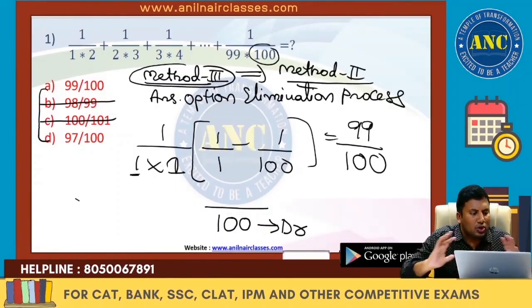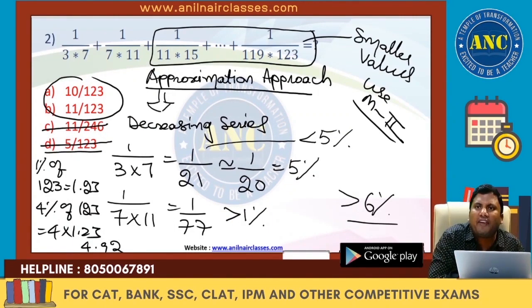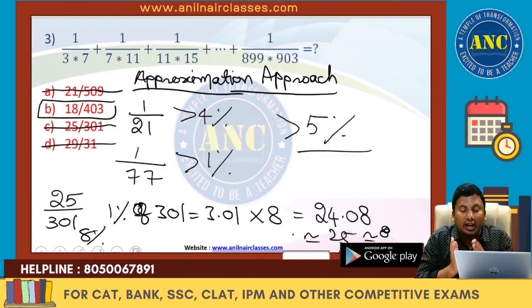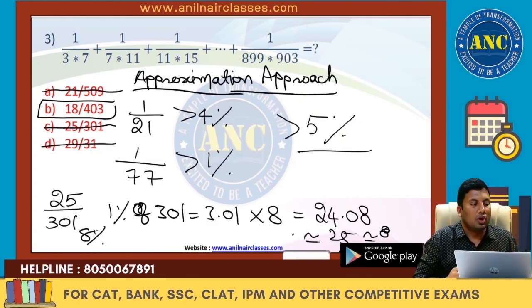Denominator 100, so option C, 100 by 101, is eliminated. Denominator last value is 123, answer should be a factor of 123. All are factors of 123. Answer options are very far away from each other, so I used the approximation method. Denominator last value is 903 and the denominator should be either 903 or a factor of 903. So 3 options are easily eliminated. Then I also told you how to use the approximation method.